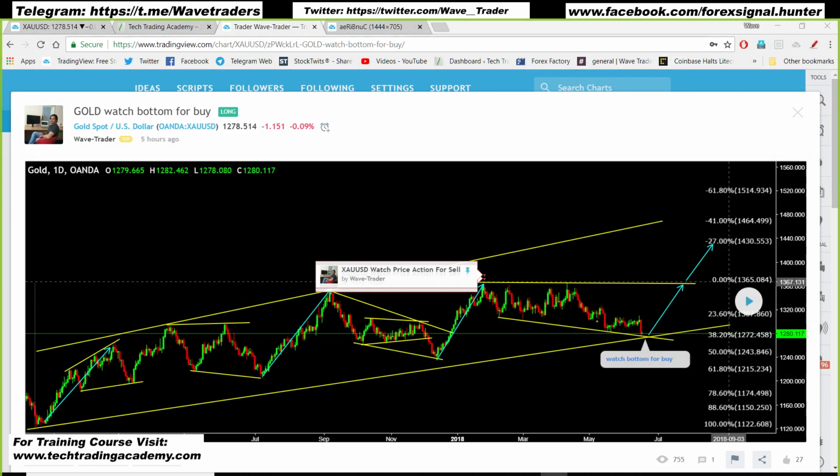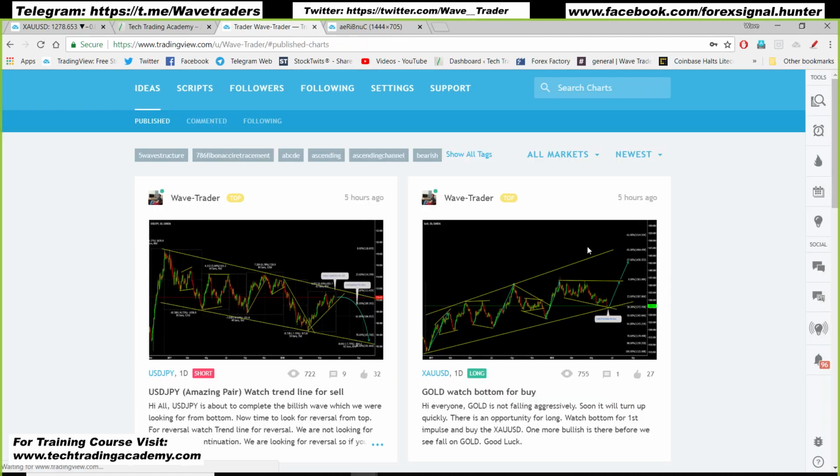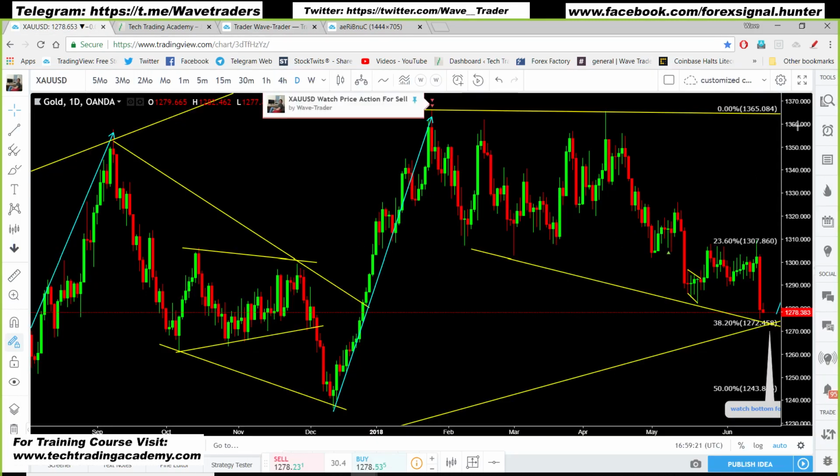The reason we are looking for that trade is that it is not falling very aggressively. You can see that earlier move was aggressive, but this move is not aggressive. So you will soon see gold go back up to test that top again.